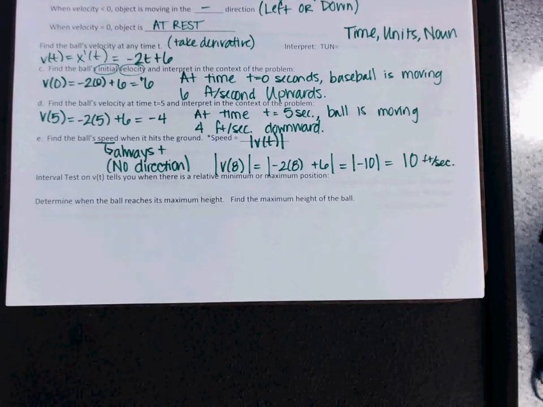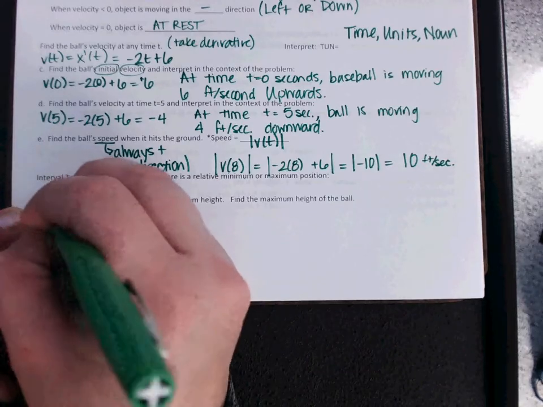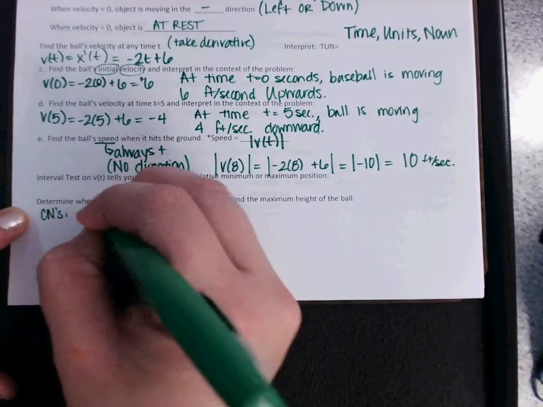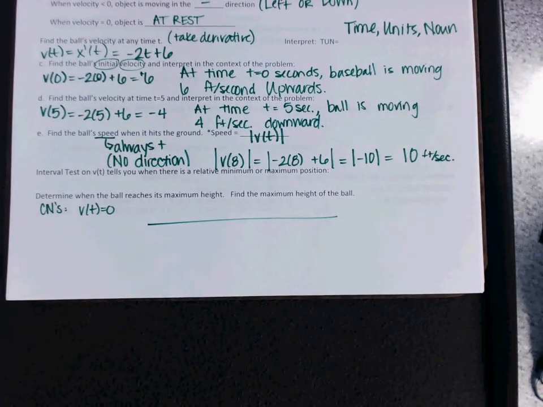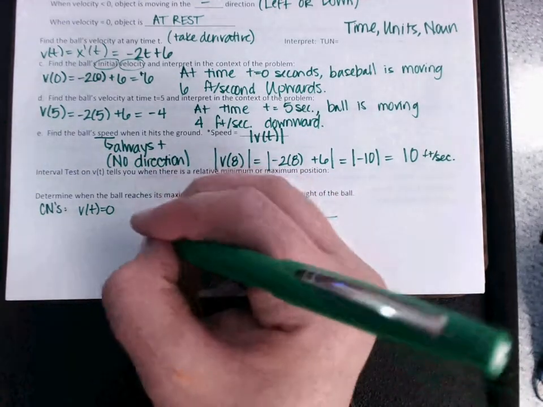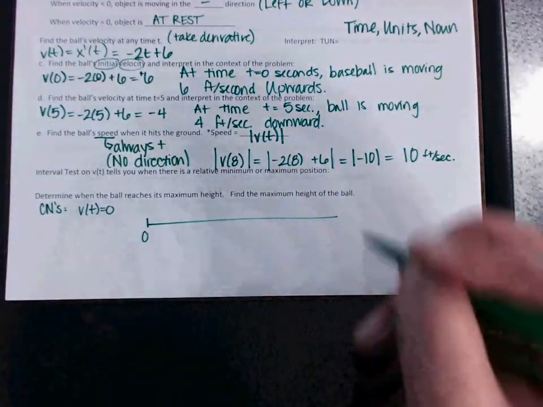Okay, your interval test is going to tell you where there's a relative min or max. So, if I'm coming here, you're going to have to set your critical numbers. That will be when velocity is 0, just like usual. Okay, but when do I use my model? Between what numbers? When does the ball take off? At what time? 0. And when did it hit the ground?